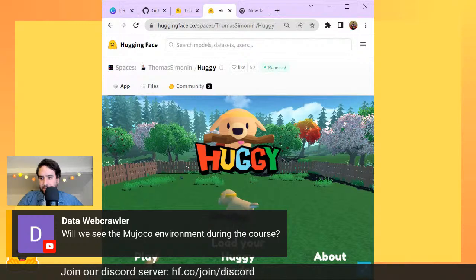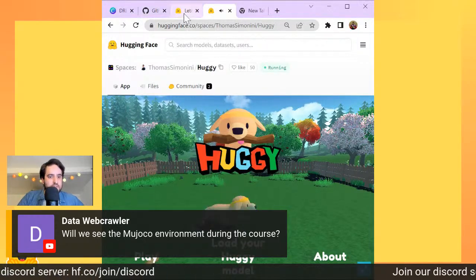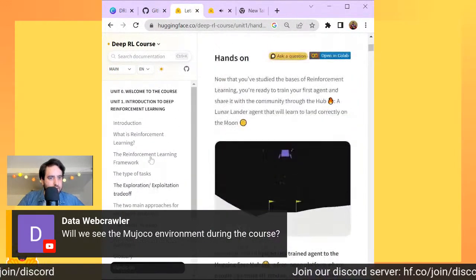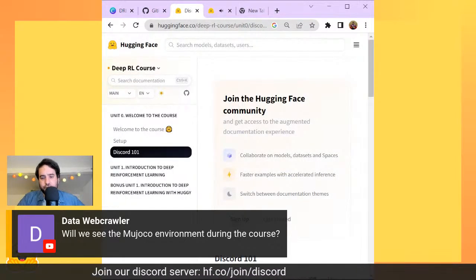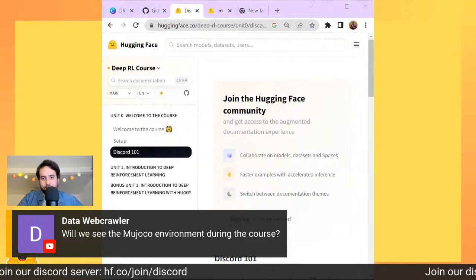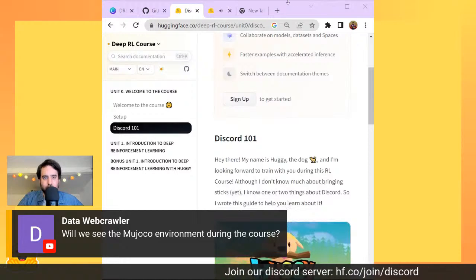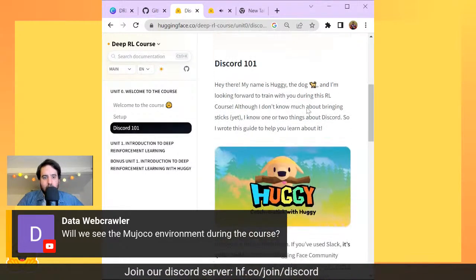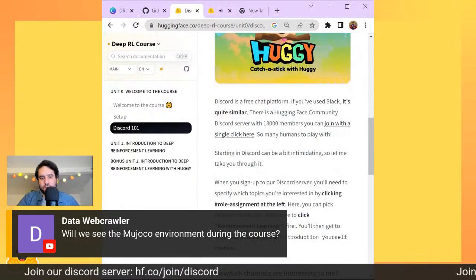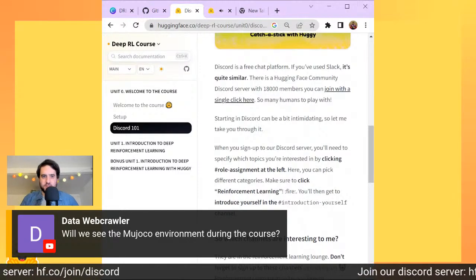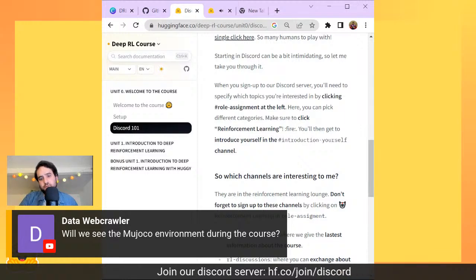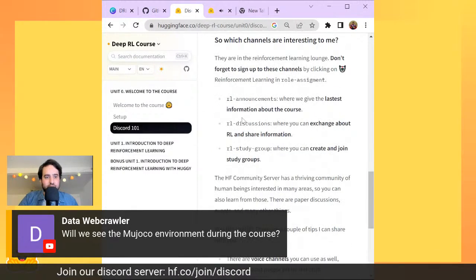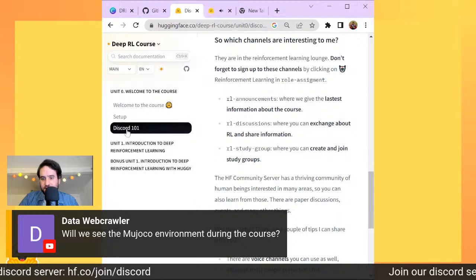A last thing I wanted to show you: if you've never used Discord, we have a Discord 101 here where you can learn how it works, because sometimes it can be a little bit overwhelming when you just start with Discord. This way you will know which channels you need to check, etc. So don't hesitate to check it. It's in unit zero, in the Discord section.